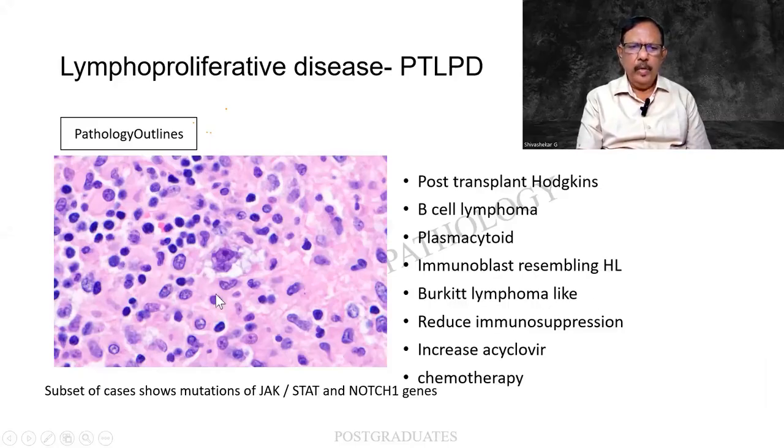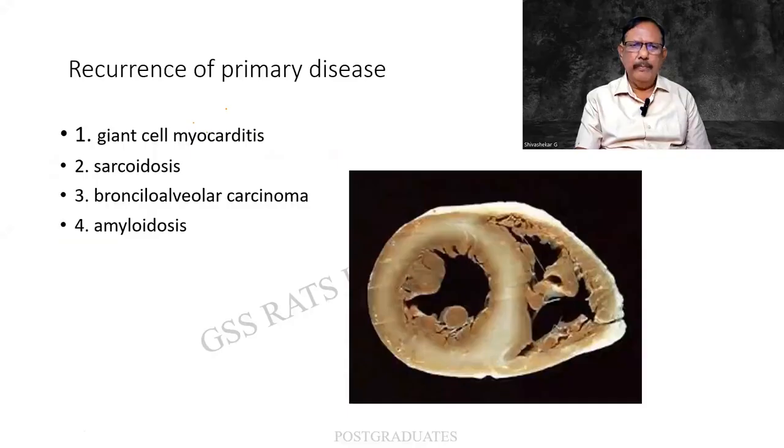So here again, I do not know whether it is a Reed-Sternberg cell or a Reed-Sternberg-like cell, thanks to Pathology Outlines, and there can be mutations in these genes. So reduce the immunosuppression, increase the acyclovir. And a steroid is given over here, either topical or systemic, and then chemotherapy has to be given. So this is a double-edged sword. Reduction of the immunosuppression, increase in the chemotherapy.